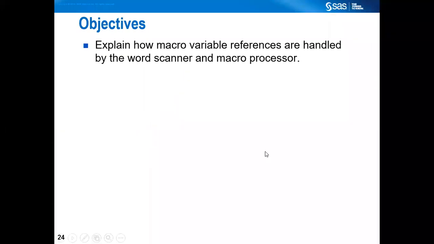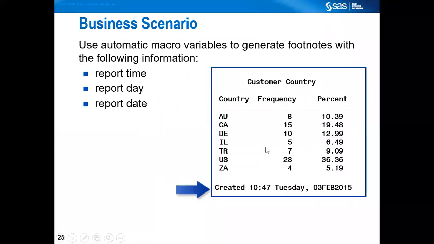Moving ahead. Okay. So as per our business scenario, what they want is to generate a report where your report has a footnote which gives you system defined information related to time, date, and day when your report was executed. So it's telling us to use automatic macro variables to generate footnotes with the following information: that is your report time, report day, and report date.